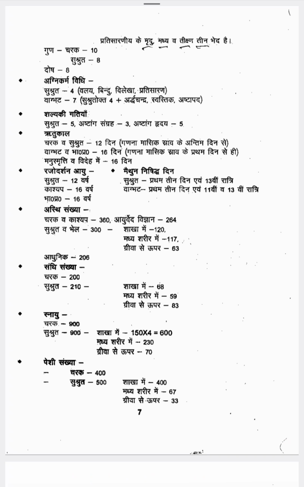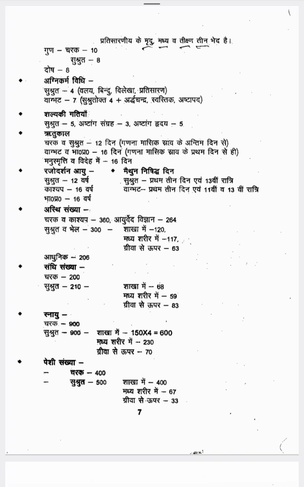So 300, how is it distributed? In Shakha Pradesha 120, in Madhya Sharira 117, in the head and neck area 63. Okay, modern part it is not needed. Then Sandhi, the number of Sandhi. According to Charaka 200, according to Sushruta 210. So this 210, how is it distributed? In Shakha Pradesha 68, in Madhya Sharira, in Koshta 59, then head and neck area 83. So 83 Sandhis are there in the head and neck region.